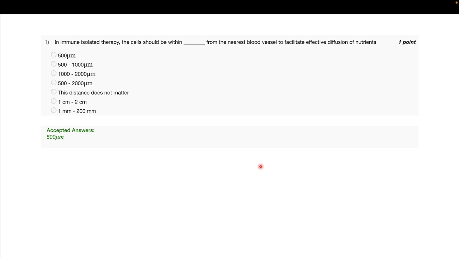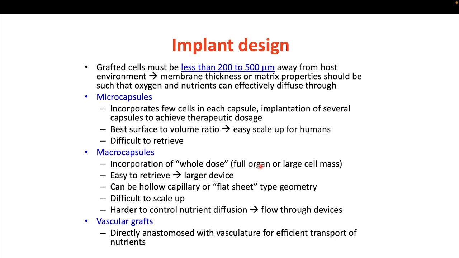They have to get the nutrition, they have to get oxygen, they have to release the waste, and that's how they're living inside. So that implant cannot be very far away from the nearest blood vessel, so it has to be within a distance of 500 microns, so that with passive diffusion the nutrients and your oxygen can easily pass inside the implant and the cells can use it. If it's more than 500 microns, you're creating a problem for the cells to live. If you go through the slide, it's clearly mentioned here.